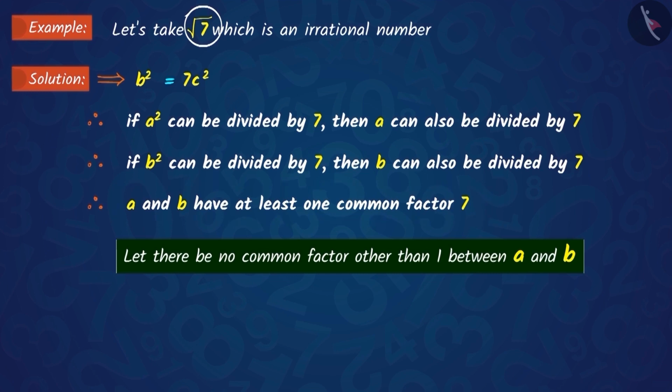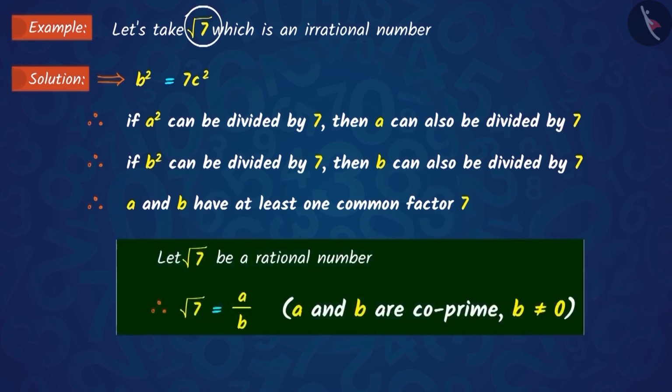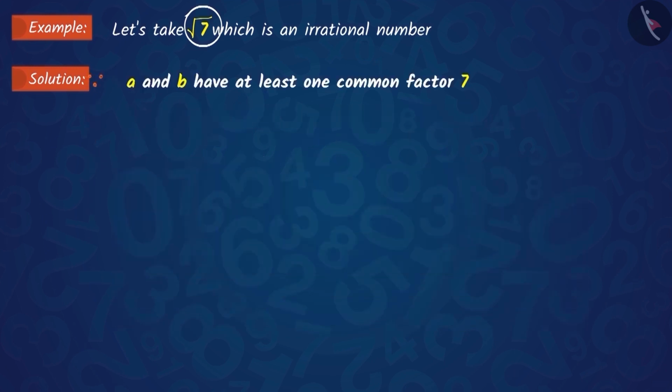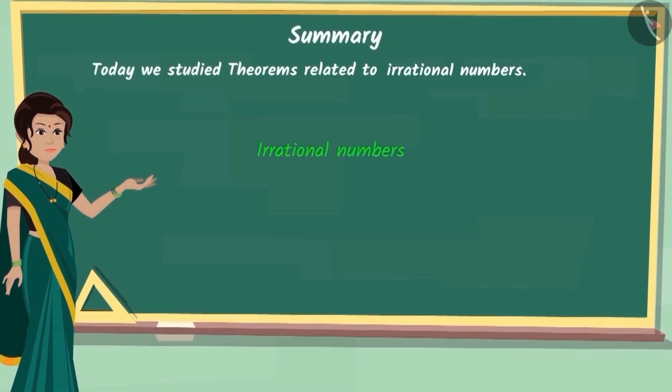This contradiction has occurred because we have made an incorrect assumption that the square root of 7 is a rational number. Therefore, we have proven that the square root of 7 is an irrational number because we found a common factor other than 1 in a and b. In this video, we studied theorems related to irrational numbers. In the next video, we will see examples related to this.